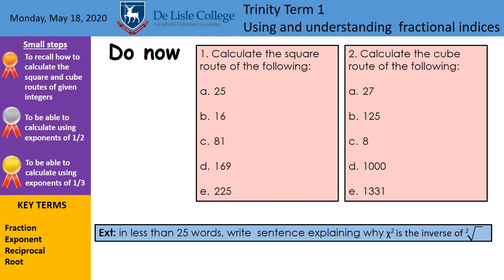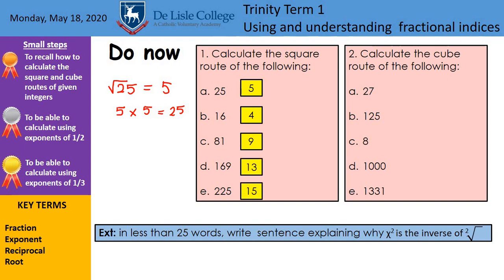Right, good, brilliant. Just a recap for anyone who's maybe a little bit unsure. When you're trying to find the square root of a number, it means which number do you times by itself once to get it. So what we're doing here with the 25 is you're trying to find the square root of 25, which means which number do you multiply by itself to get 25? Well, we know that 5 times 5 is 25, and therefore the square root of 25 is 5. So you should have 5, 4, 9, 13 and 15.